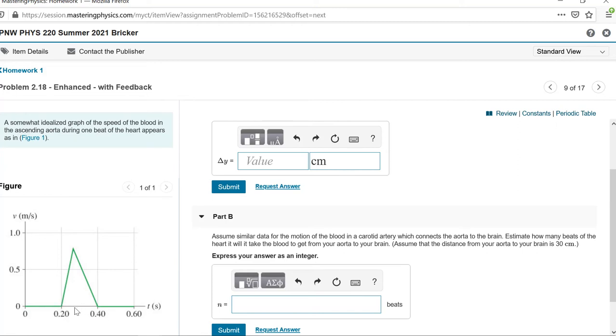From 0.2 to 0.4. The base here is 0.2. The height is 0.75. That's in meters per second. So figure out the area of this triangle. Make sure that you convert it to centimeters, and then you'll have the displacement.